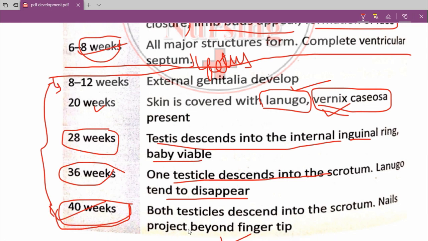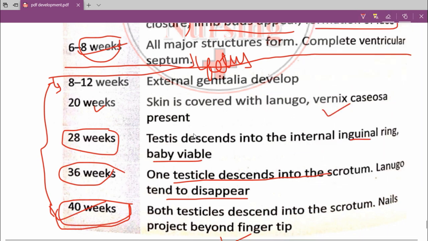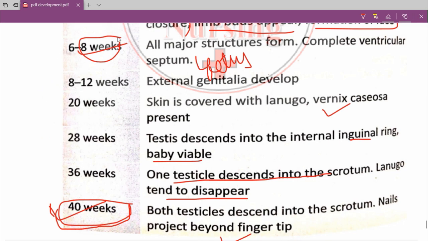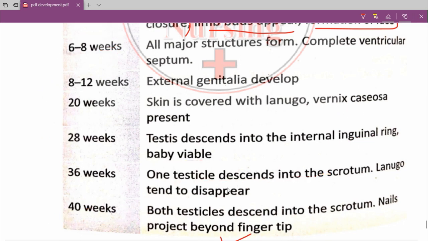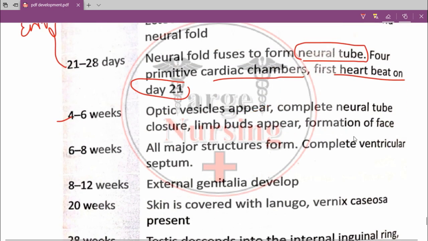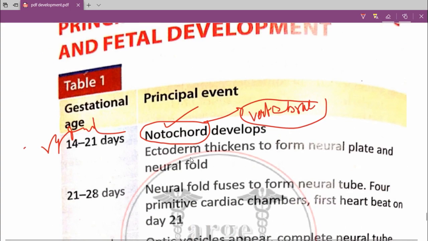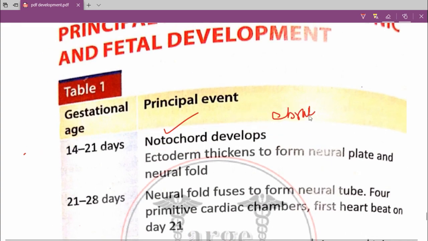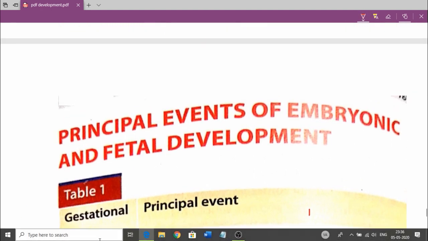In these notes, I have given you very briefly, but in books I have given very deeply. So if you are studying for examination purpose, you will refer to the book, and this is only for your understanding purpose. So this is all for today. I hope you can understand it now. We have seen today the embryonic stage of fetal development.